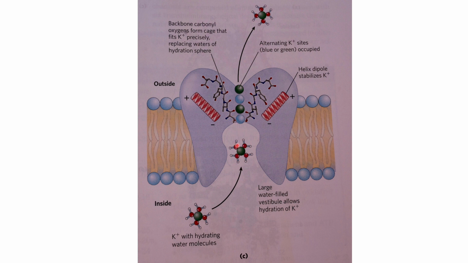It is brought in to the interior of the cell, with the hydrating water molecules that are present within the interior of the cell. So you can bring the ion in a pure form across the membrane with the help of these stabilizing bracket molecules.